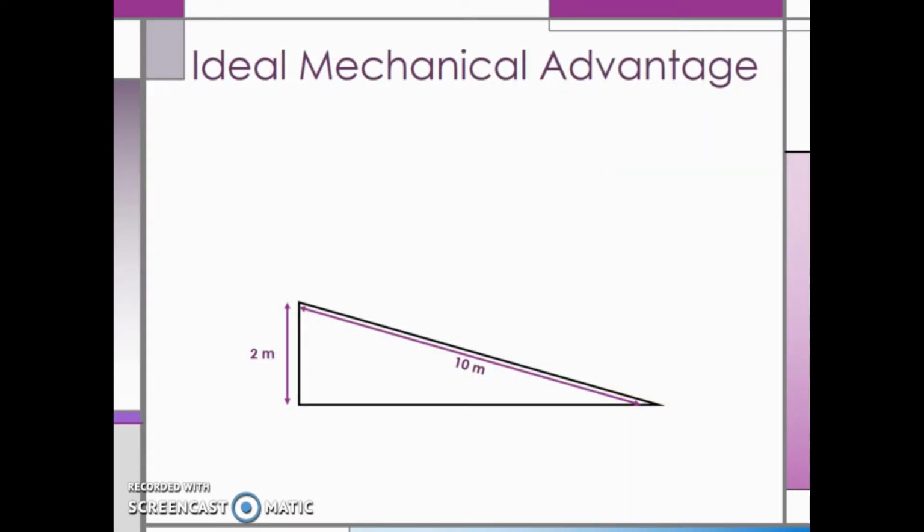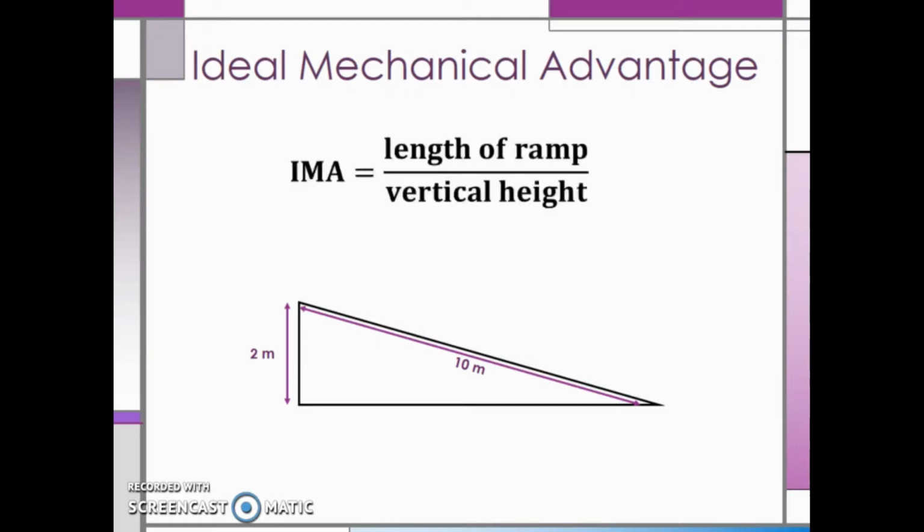Let's take a look at how we can find the mechanical advantage of a ramp. In the case of inclined planes, we will actually be finding the ideal mechanical advantage, or IMA. We use the ideal mechanical advantage because of friction on the ramp. The ideal mechanical advantage is equal to the length of the ramp, or the hypotenuse of the triangle, divided by the vertical height. Just like mechanical advantage, ideal mechanical advantage also does not have any units.